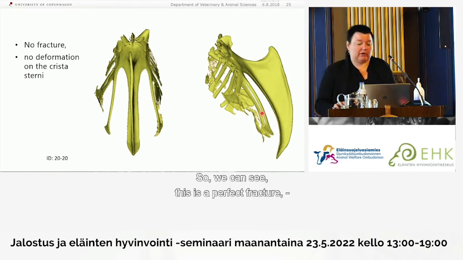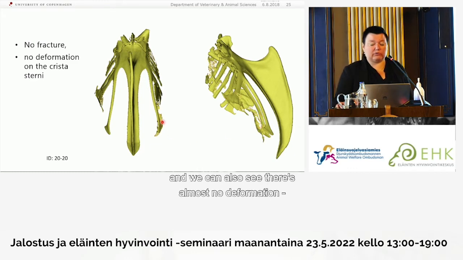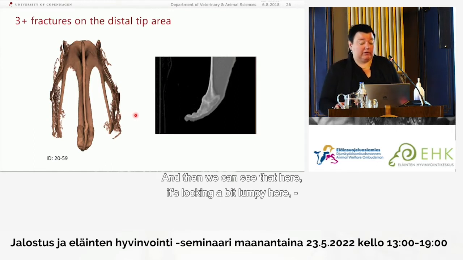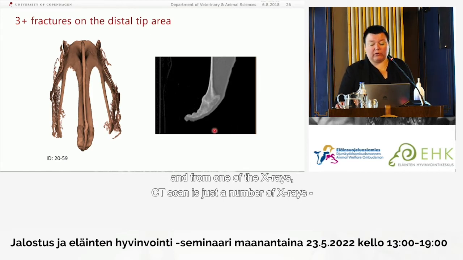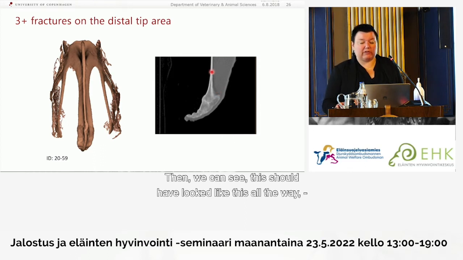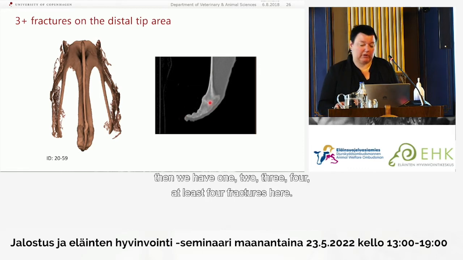So we can see this is a perfect fracture, and we can also see there is almost no deformation on the ridge of the keel, the crista. And then we can see that here it is looking a bit lumpy. From the X-ray CT scan, which is just a number of X-rays that you can put together, you can make these 3D models. Then we can see this should have looked like this all the way, but we can see a huge amount of callus, and if we count, we have 1, 2, 3, 4, at least 4 fractures here.